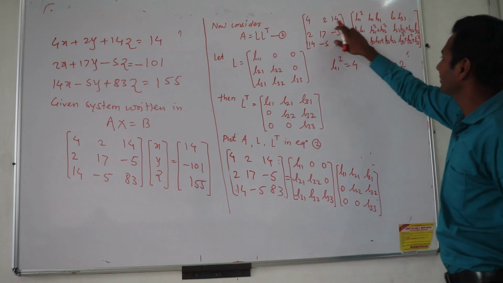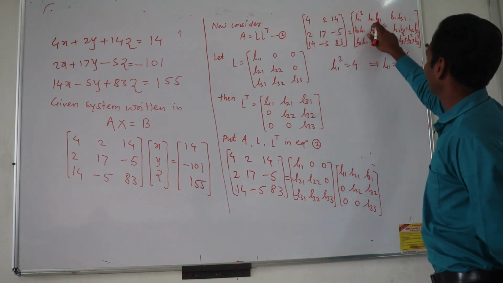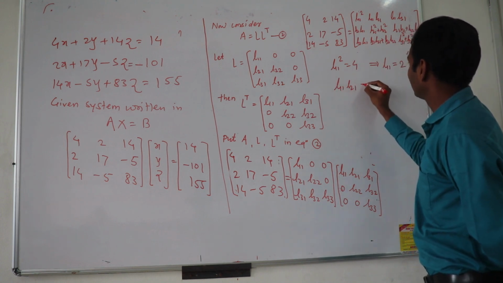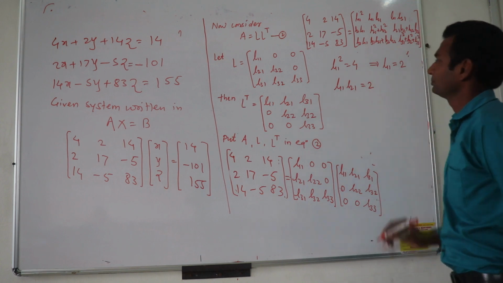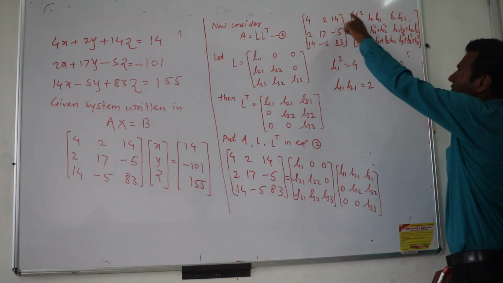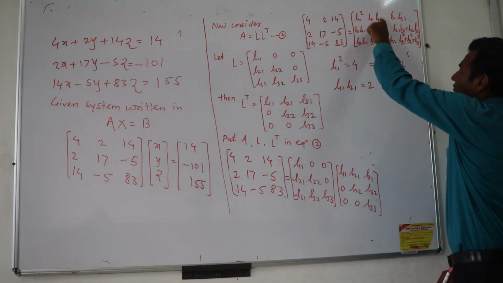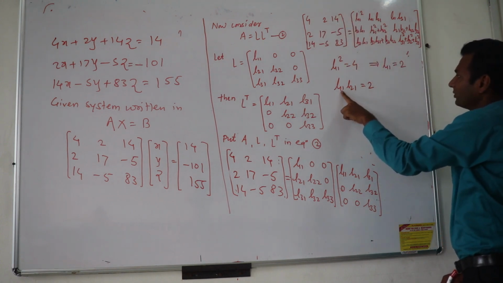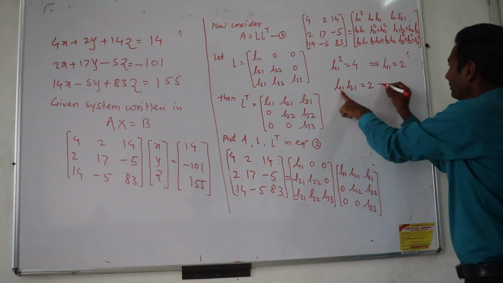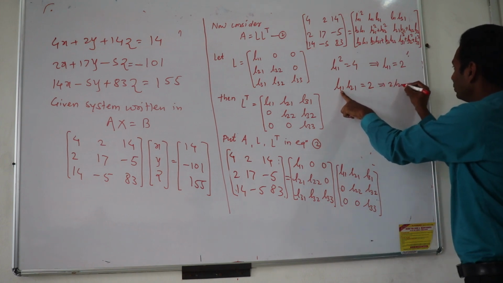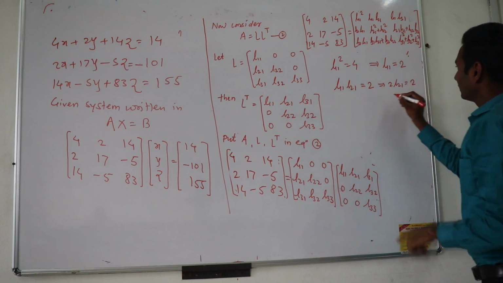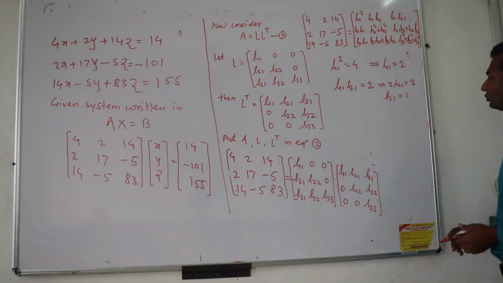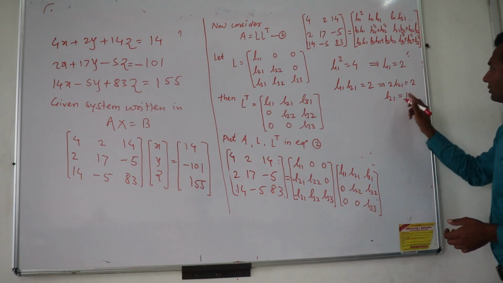Next, see the second element is 2 here. The second element is L11, L21. L11, L21 is equal to 2. See the comparison: L11 square is 4, L11, L21 is 2. So you know the value of L11. If I put L11 as 2, then 2 times L21 is equal to 2. Then L21 is equal to 1 by dividing by 2. Now we get the L21 value.